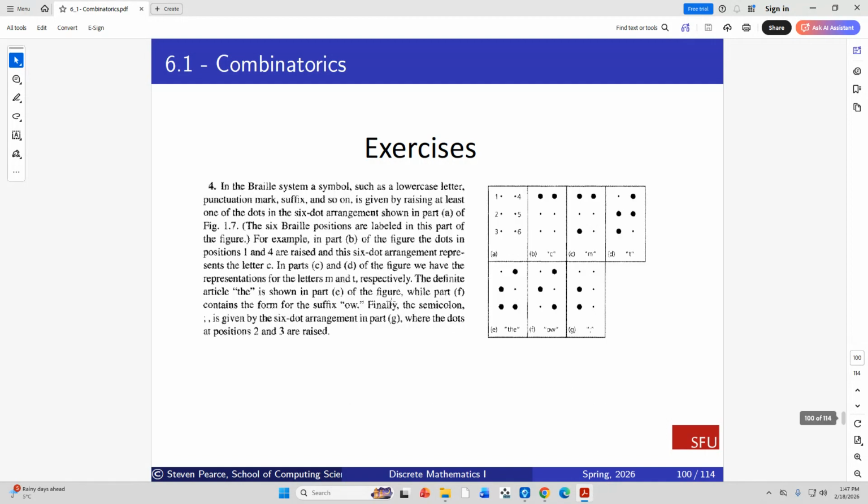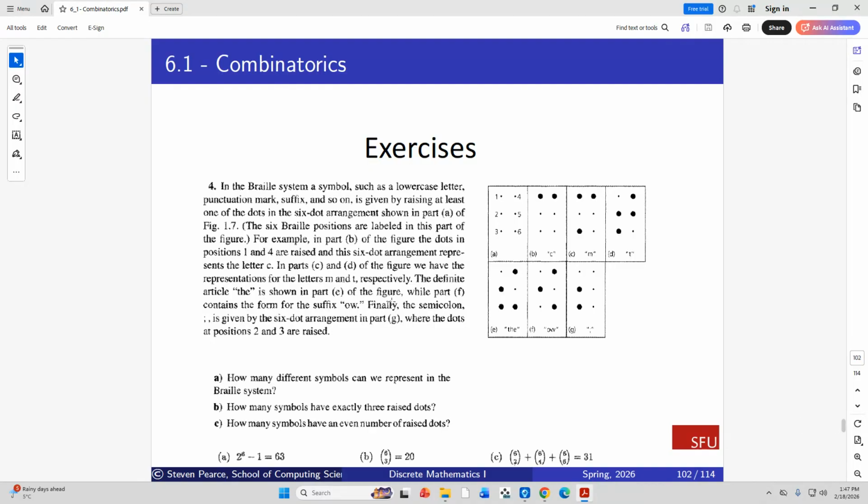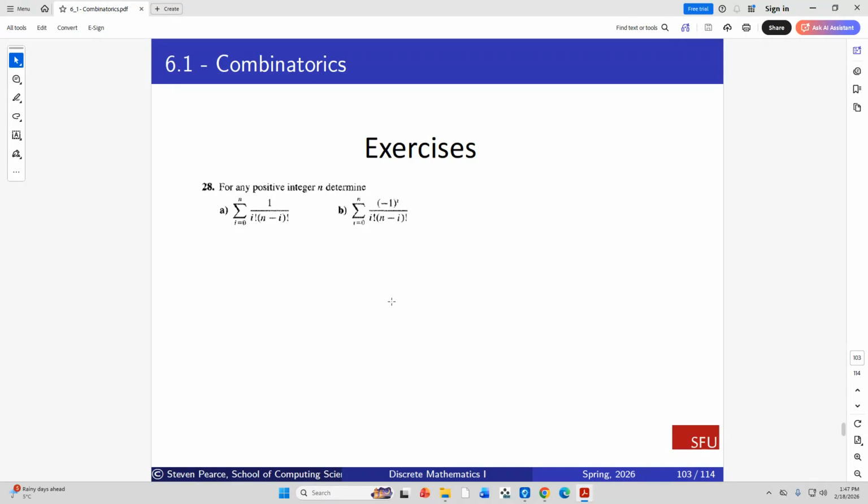Permutations with repetition. We've already seen this one, the Braille problem. We've already looked at that, so I don't know why we're looking at that now. These are good problems. In fact, this has been on the final exam many times.